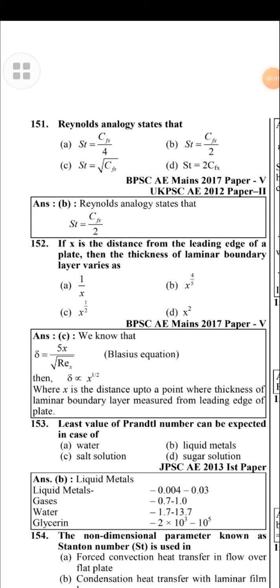Reynolds analogy states that St is equal to Cfx by 2. If x is the distance from the leading edge of a plate, then the thickness of the laminar boundary layer varies as x to the power 1/2, that is, root x.